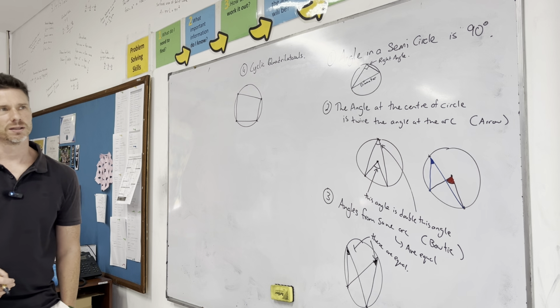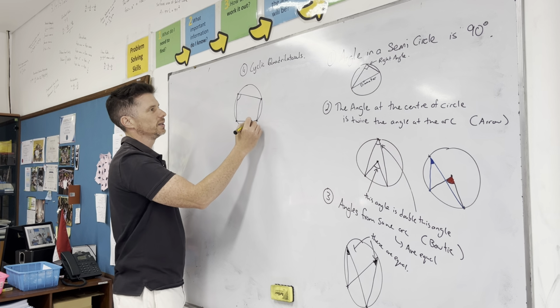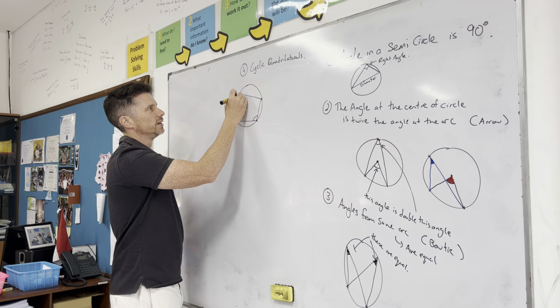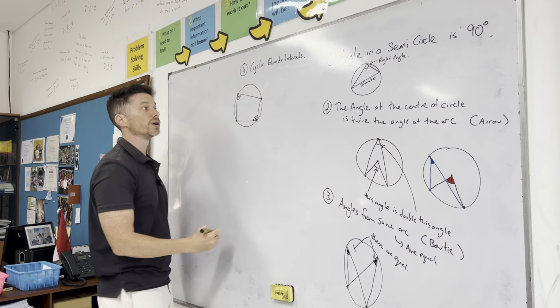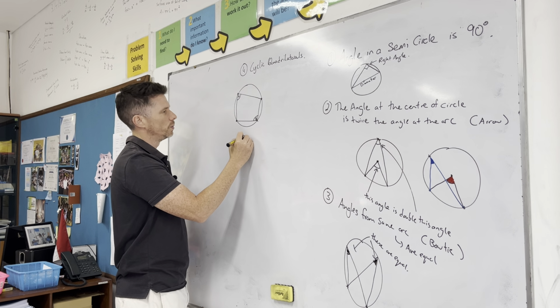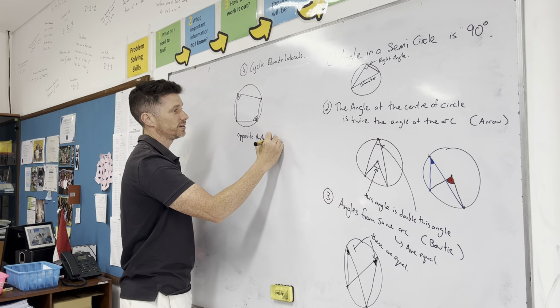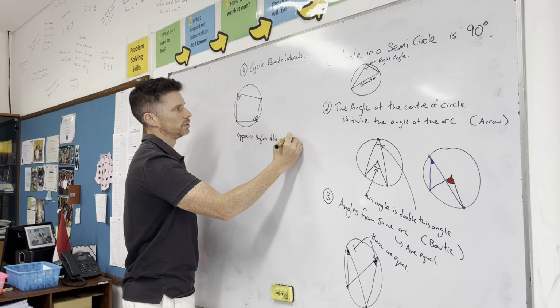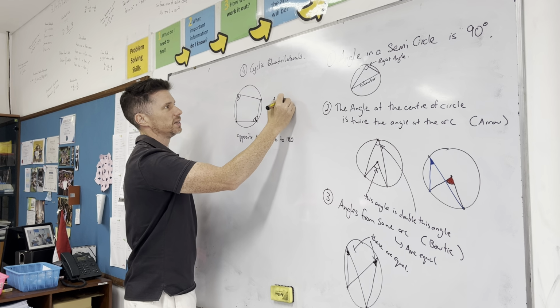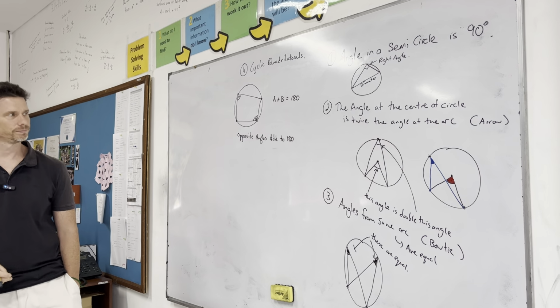The opposite angles are supplementary. So the opposite angles, this angle and this angle, so angle A and B, are supplementary. What does that mean? Oh, they're the same. No. Opposite angles add to 180. So A plus B equals 180. Supplementary.